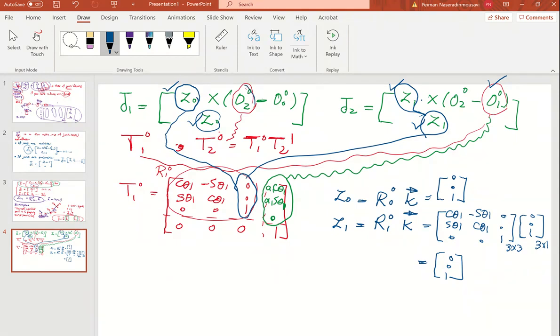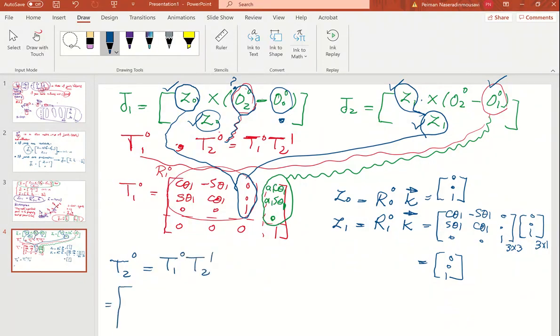Now I have to calculate this, because O0 with respect to O0 is 0, no doubt. That's right. The displacement of the coordinate with respect to 0 is 0. We don't care. So now the only unknown is this. How do we calculate that? By this: T2 with respect to 0 is T1 with respect to 0 times T2 with respect to 1.